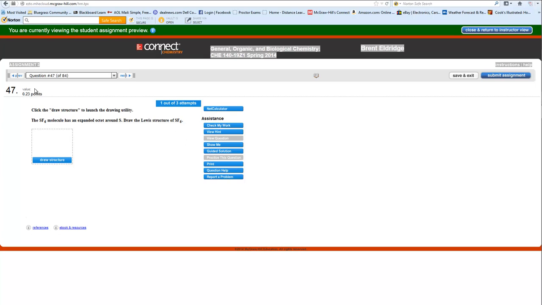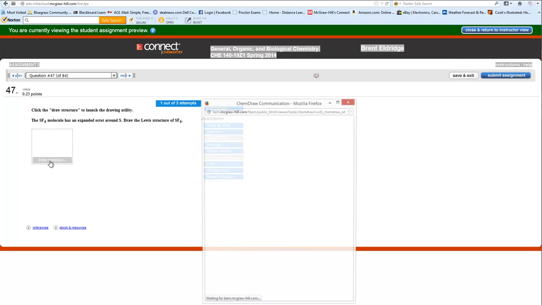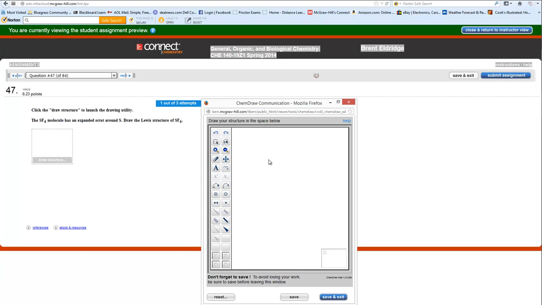So first of all, you have to read the problem. It says click the draw structure to launch the drawing utility. This sulfur hexafluoride molecule has an expanded octet, so you know it's going to have more than 8 electrons around the central atom sulfur, and they want you to draw a Lewis structure. So you click on draw structure, and you should get a palette that looks like this. If it doesn't pop up, maybe you have your pop-up blocker on. If you have some problems with this, maybe your computer's not up to snuff as far as compatibility. If your JavaScript's not up, that's going to cause a problem with this as well.